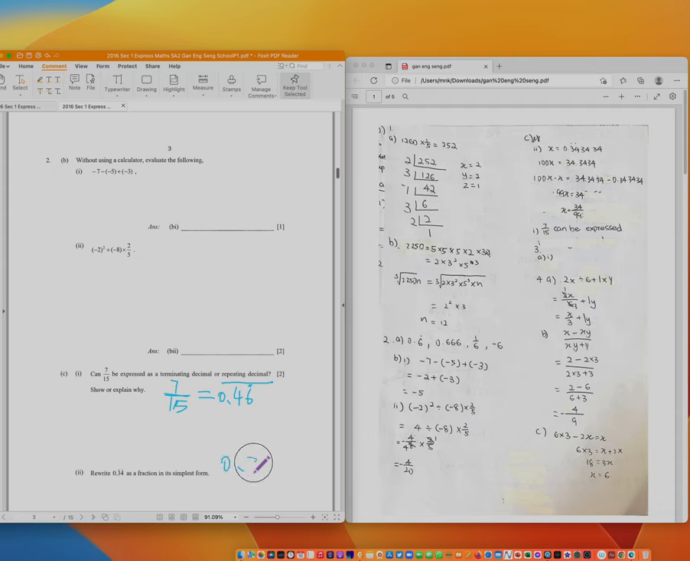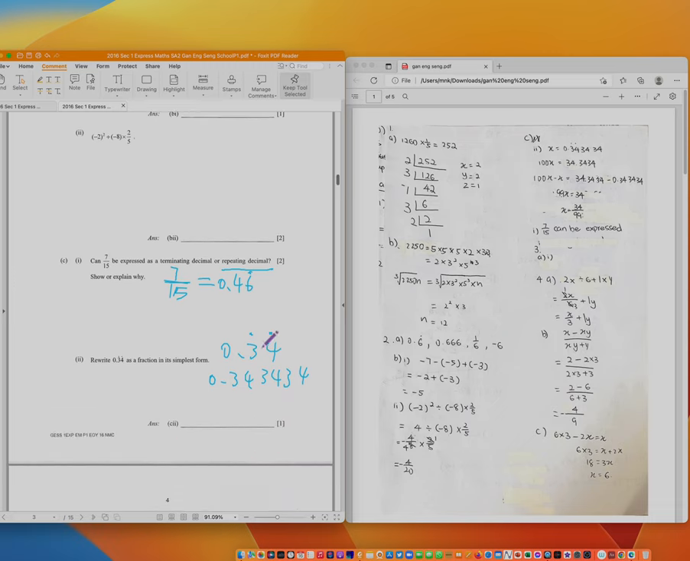Okay, so in a way you have this 0.34 with dot above 3 and 4, right? So what you're going to have is 0.34 34 and 34 and on, right? So how do you get this in its simplest form? If you times the 100, you get 34.34, right? So 34.34 is in a way 34 over 100, something like this, right? So this is very, very close to 34 over 100. You understand? So you divide by 2, you get 17, you divide by 2, you get 50, right? So you just test.